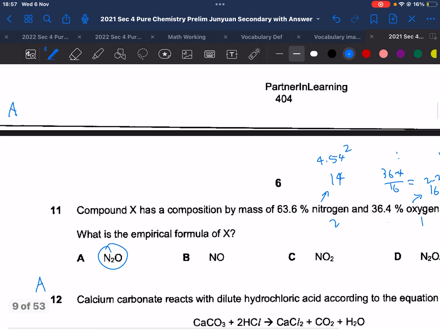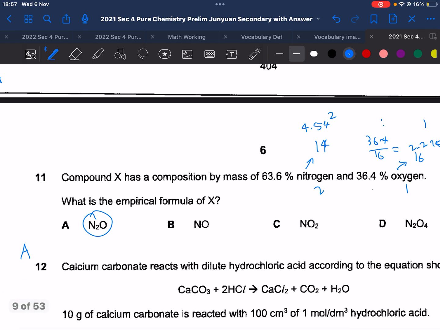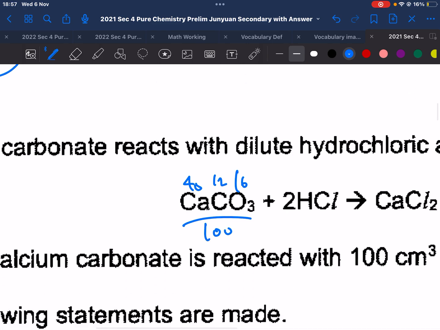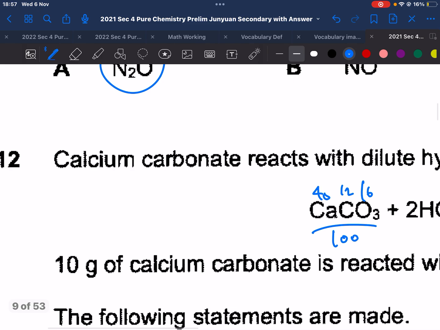Okay, calcium carbonate reaction. For this kind of question we will usually find the limiting reactant. Why the limiting reactant? Basically, we find out how many moles of calcium carbonate there are. Calcium is 40, carbon is 12, oxygen is 16. So in total, it should be a relative molecular mass of 100. So in 10, how do I do it?